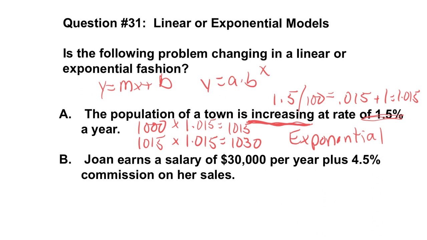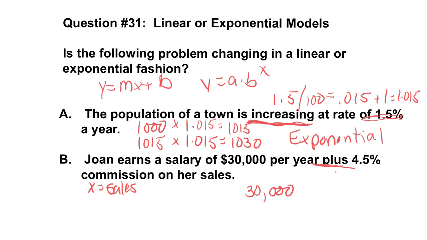B, Joan earns a salary of $30,000 per year plus 4.5% commission on her sales. That plus is a big deal, okay? Plus 4.5%. So we know that she's going to start with $30,000, and she's going to get that $30,000 even if she doesn't sell the first piece of merchandise or whatever it is she's selling. We know x is going to represent her sales because we don't know how much she sold. So what do we know? We know that for every dollar that she sells, she's going to make 4.5% of that.